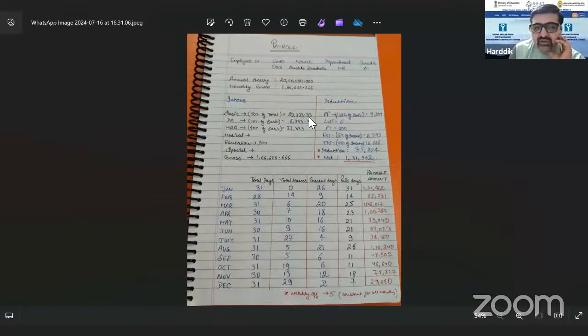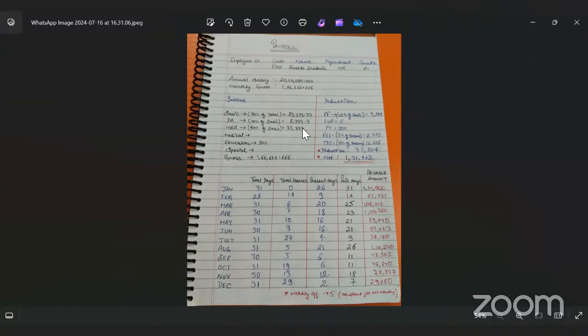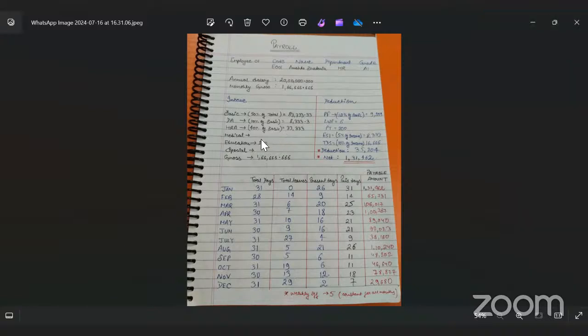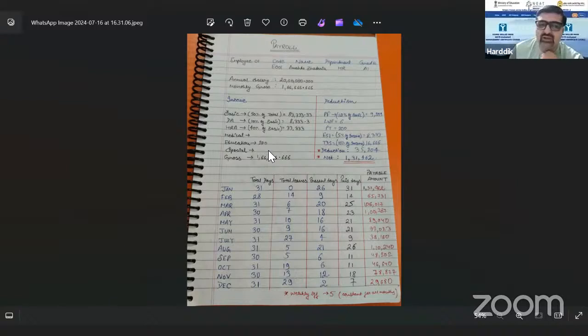83,333 plus 8,333 plus 33, if you add this, how much will it come to? I think 126 or something like that. Yes, sir. Plus 200 rupees more you add to this. Now your gross is 1.66. This makes 1.26. So where will the remaining 40 go? It will have to be accounted somewhere. Either it will go in medical or in special.